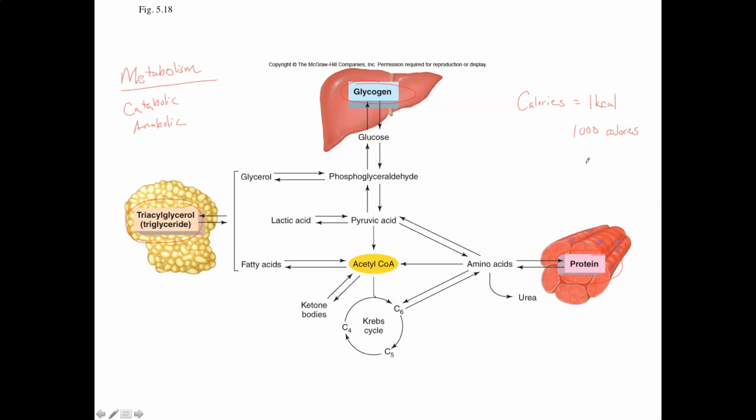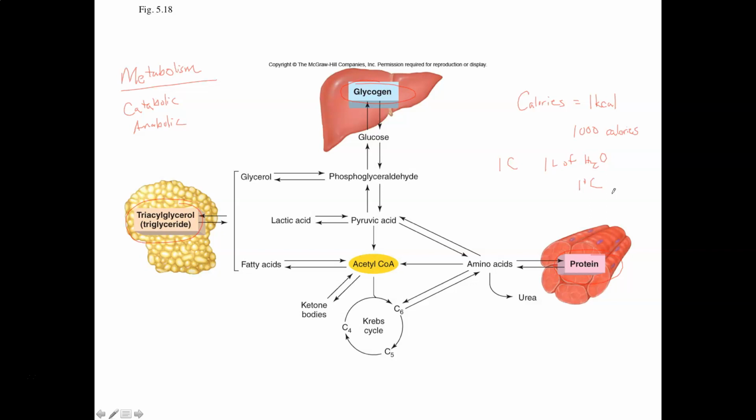So a kilocalorie or 1 uppercase calorie is equivalent to the amount of energy required to raise the temperature of a liter of water 1 degree Celsius. So when we talk about 1 calorie, we're talking about the amount of energy needed to raise 1 liter of water 1 degree Celsius. So a kilocalorie is 1 calorie, or 1,000 small c calories.